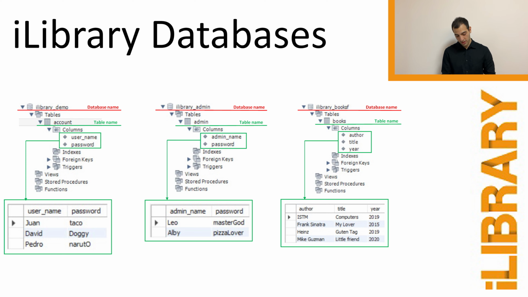Here, as we can see, every database has a table name. The table is where we literally store the data, and each database has a different quantity of columns. In the first one we have 2 columns, username and password. In the second one we have admin name and password. In the third one we have author, title and year.